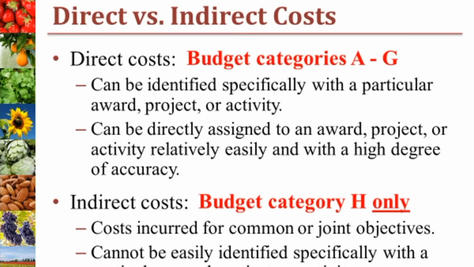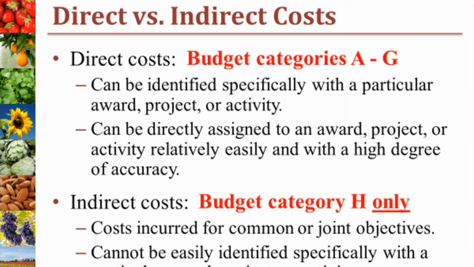One last item before we get into the budget template is the difference between direct and indirect costs. Direct costs can be identified specifically with a particular award, project, or activity, or directly assigned to an award, project, or activity relatively easily with a high degree of accuracy. On the other hand, indirect costs, which are also known as facilities or administrative costs, are incurred for common or joint objectives and cannot be easily identified specifically with a particular award, project, or activity.